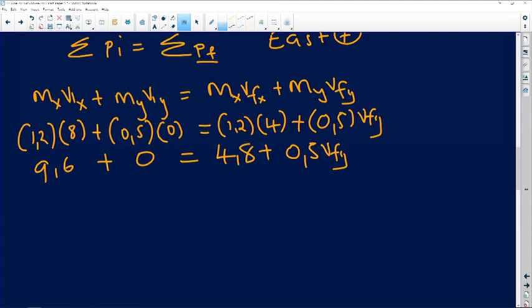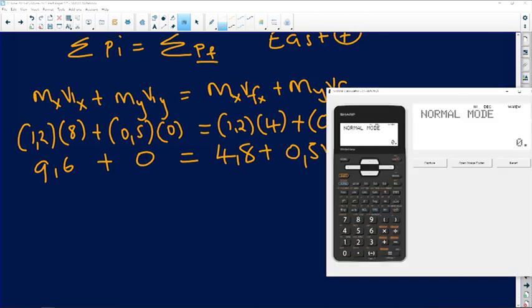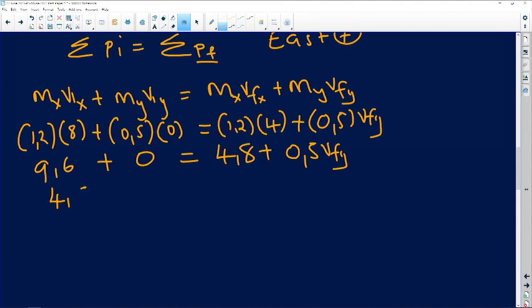VFY. Right, we can take this 4,8 to the other side. What do we then get? In a calculator, we can just say 9,6, which was given, minus 4,8. In fact, that's not 4,8. We can repunch that. 9,6 minus 4,8. What do we get here? We are getting 4,8. So we have 4,8, which will be equal to 0,5 VFY.